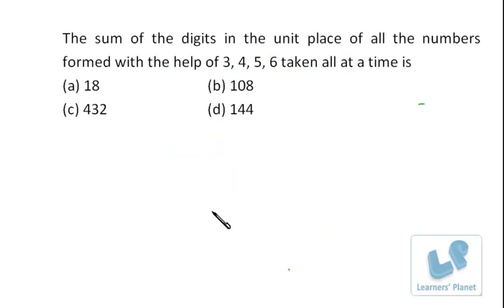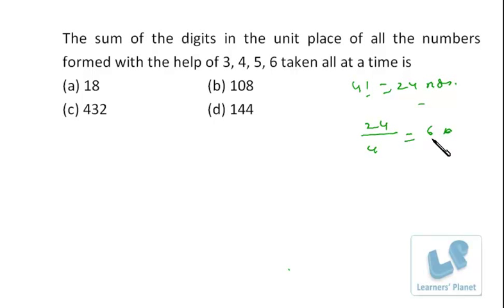Similarly, let's take this question. The sum of the digits in the unit place of all the numbers formed with the help of 3, 4, 5, 6 taken all at a time. That means we can make 4-digit numbers, right? And since we have to use each digit once, the mutual arrangement will give us 24 numbers. That is 4 factorial, 24 numbers. Now 24 divided by 4 is 6. That means each digit will be coming at each place 6 times, right?